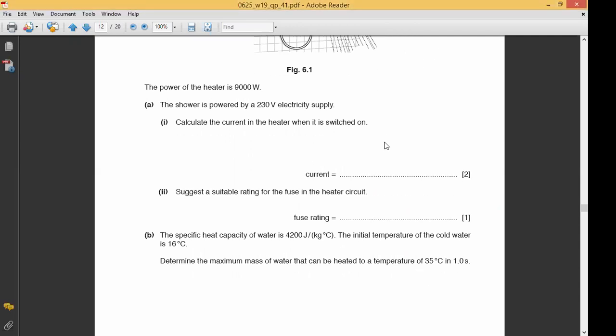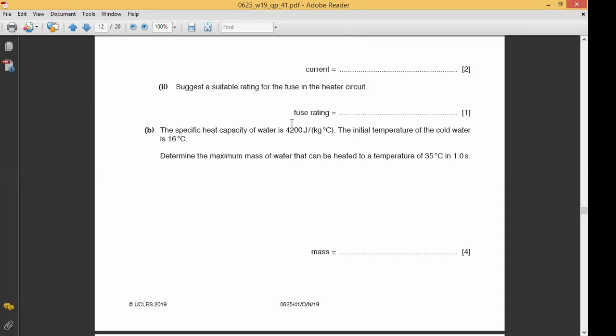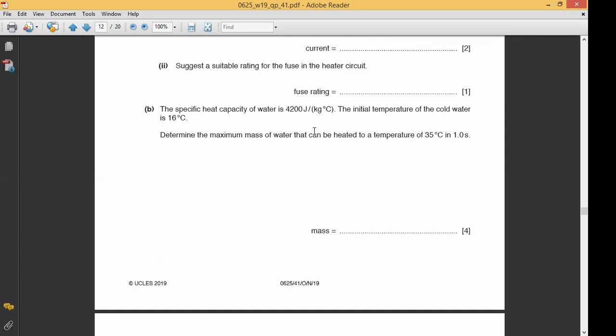The next one is: the specific heat capacity of water is 4,200 joules per kilogram. The initial temperature of the cold water is 16 degrees Celsius. Determine the maximum mass of water that can be heated to a temperature of 35 degrees Celsius in 1.0 seconds. Now, the first thing you should remember is what is the specific heat capacity of water?